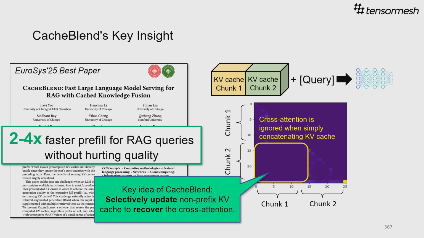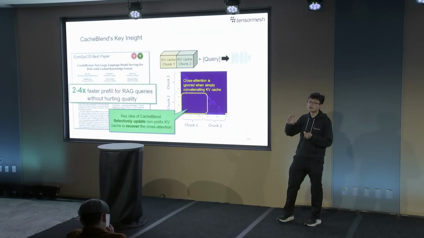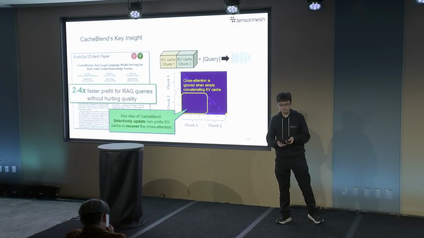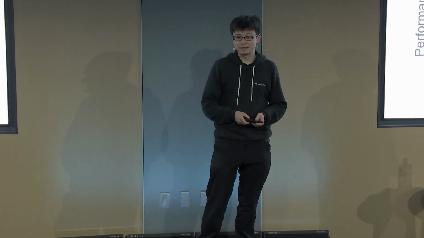So a research idea here could be to dynamically identify these tokens to recover only the KV cache of these tokens. Now, this is in research literature. We have a paper, the first paper in this space, and there are also follow-up papers to do this. And the idea is very similar. Basically, you want to recover the cross-attention in a cheap way. So now let's go back to this slide.